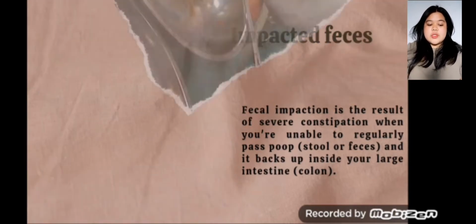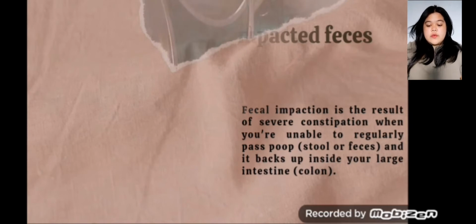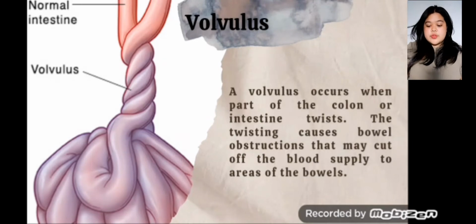Next up is the volvulus. A volvulus occurs when part of the colon or the intestine gets twisted. Twisting causes bowel obstruction that may cut off the blood supply to areas of the bowel. A volvulus is a medical emergency that needs surgical treatment. Volvulus of the colon and lower bowel typically occurs in adults and may be a result of constipation, redundant intestinal tissue, an adhesion, particularly after surgery has been performed, or abnormal intestinal content.